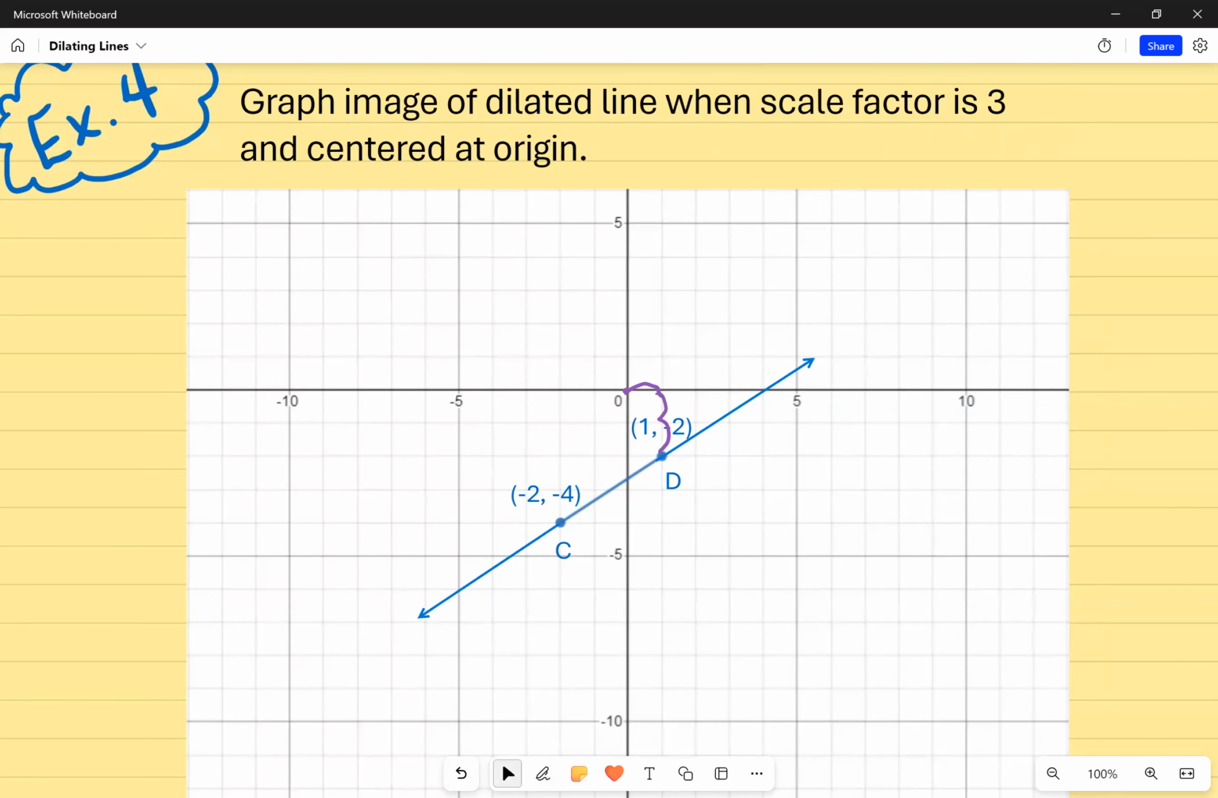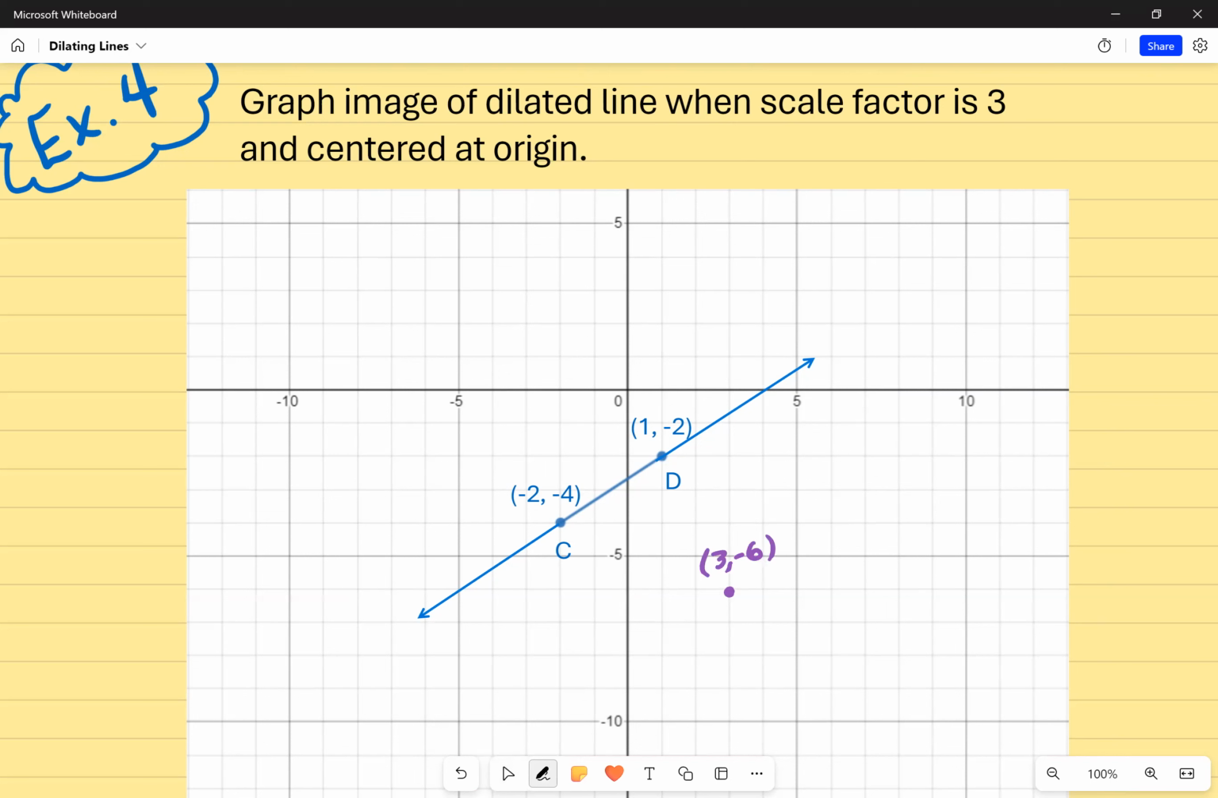So I'm going to repeat myself. I'm going to go over to the right 1 and down 2. That's 2 scale factors. Over to the right 1 and down 2. That's 3 scale factors. So that is where my point will be. And that point is going to be 3, and then I go down to -6. So that's what my new coordinates are for this image portion, 3, -6.